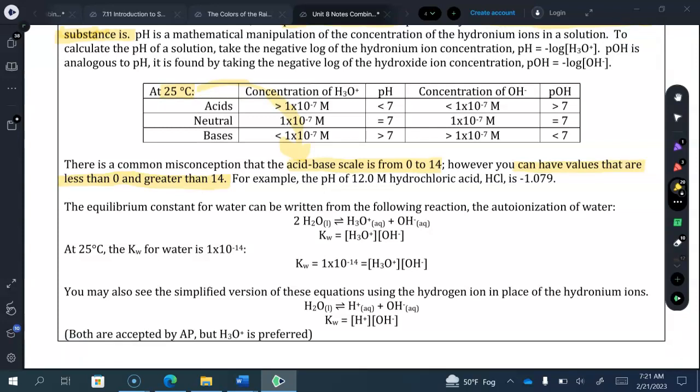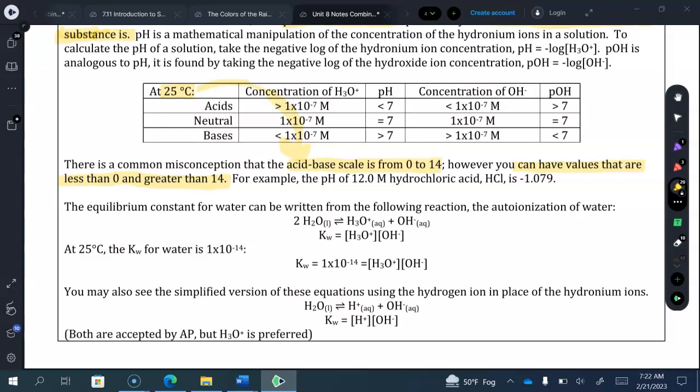For example, if you have a solution of 12 molar hydrochloric acid, that pH value is negative 1.079. So it can be negative, it can be a lot bigger than 14. It just depends on how concentrated that solution is.